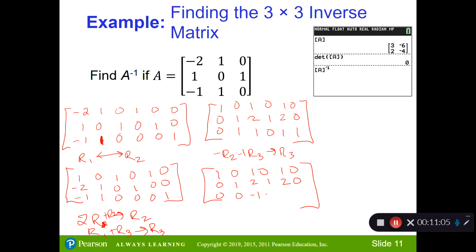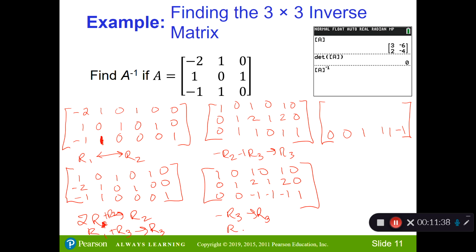Negative 1 added to 0 is a negative 1. Negative 2 added to 1 is a negative 1. 0 added to 1 is a positive 1. All right, now I need this to be a positive 1. So I'm going to do negative row 3 and put it back where row 3 is. So our bottom row is now going to come out as 0, 0, 1, 1, 1, negative 1.